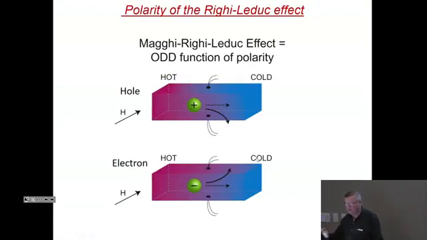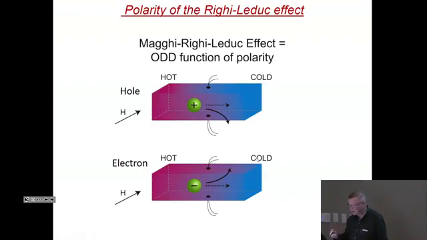In contrast, the Righi-Leduc effect is an odd function of polarity. We have the same argument. Both deviate toward the cold side, but the Lorentz force, in the case of the hole, will push it down. In the case of the electron, it will push it up. The charge now doesn't matter.